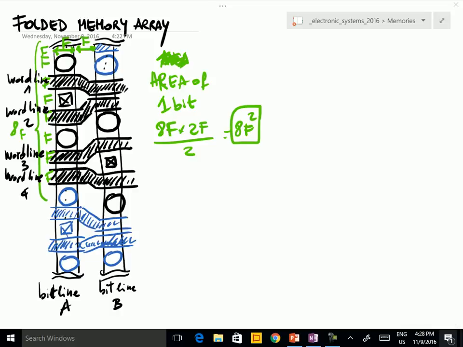Okay, so now maybe with this drawing it is clearer what I said before. In the case of the open memory array, we have a denser array, essentially because we can have a memory cell for each crossing, whereas in this case we have a memory cell only for half of the crossings, and therefore we use the area less efficiently.